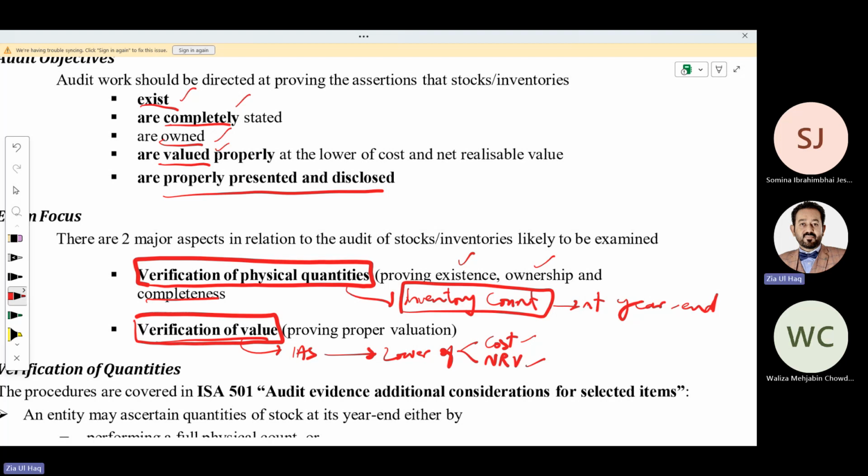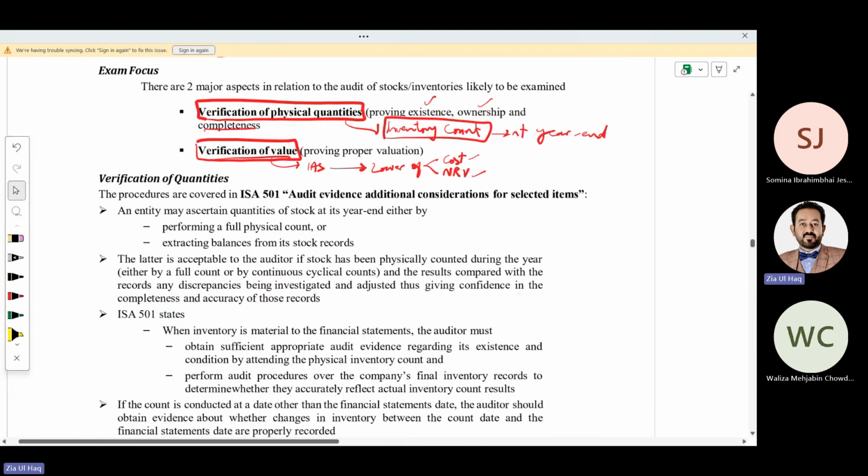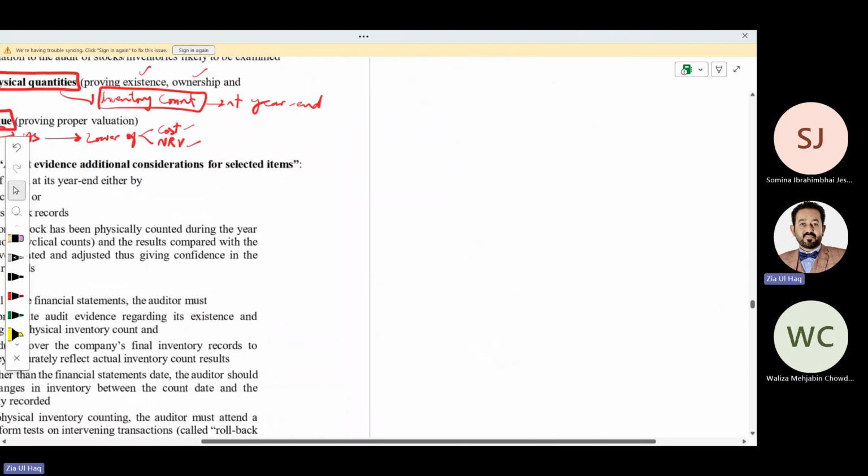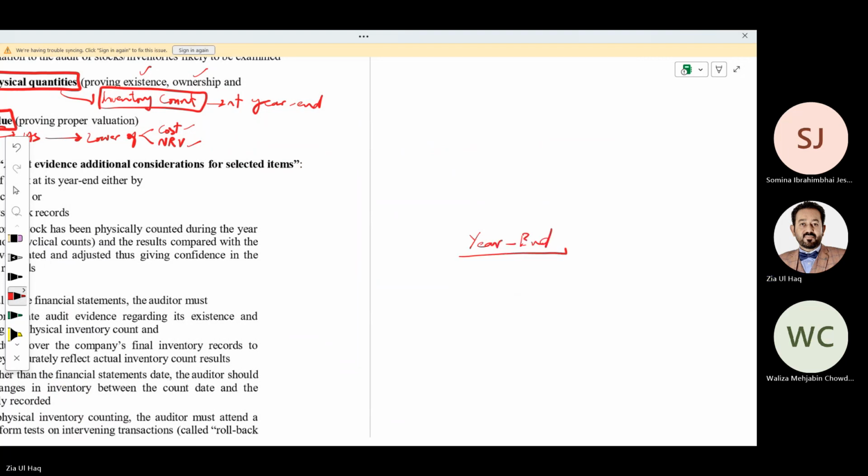Now we need to discuss in detail how we can verify physical quantity and how we can verify value. Okay, let's discuss a few things. Where should inventory be counted? At year end. We should request the client, please count your inventory at year end. Suppose year end is 31st December 2023.